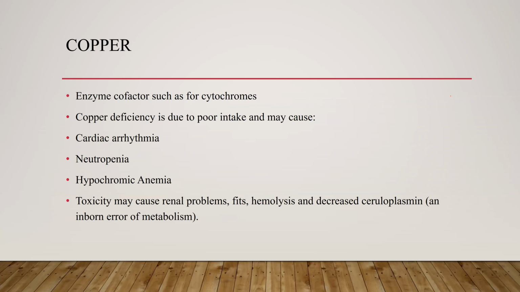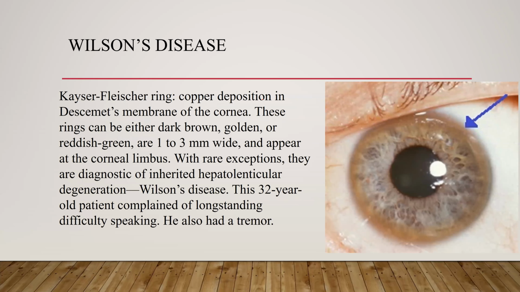What about copper? It's also an enzyme cofactor, for cytochromes. Copper deficiency is due to poor intake and may cause cardiac arrhythmia, neutropenia, hypochromic anemia. Toxicity, on the other hand, may cause renal problems, fits, hemolysis, and decreased ceruloplasmin, and that is an inborn error of metabolism. One of the diseases with copper toxicity, meaning increased copper, is Wilson's disease.